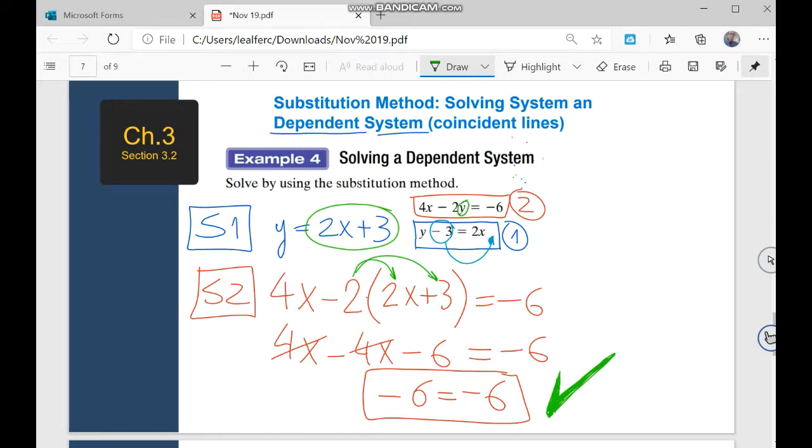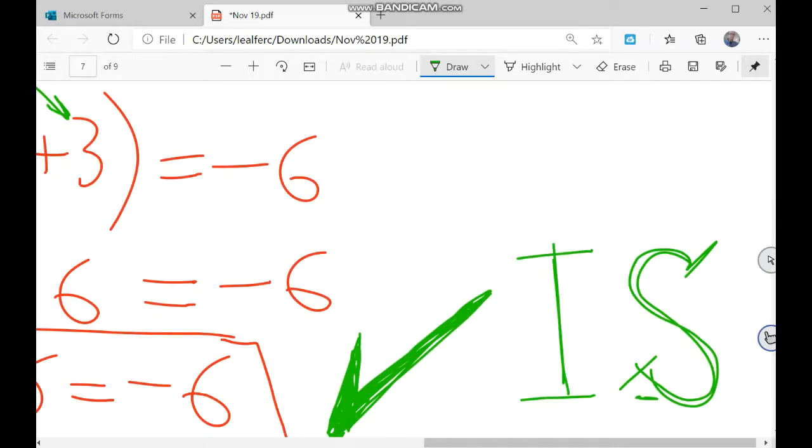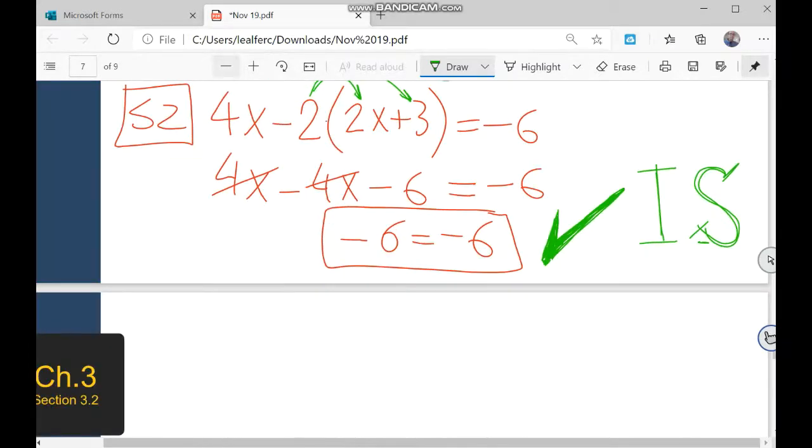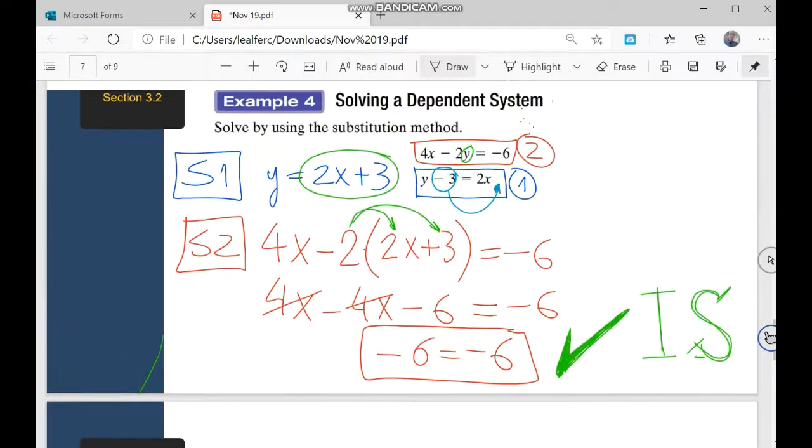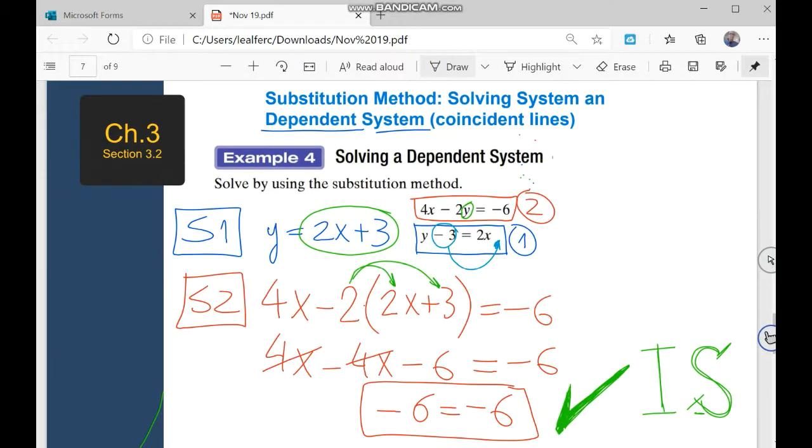And when you find a true statement like that, you're going to say this has infinitely many solutions. Infinitely many solutions. Oops, what's this? It moved by itself. What's this? Okay, this is infinitely many solutions. Any questions?